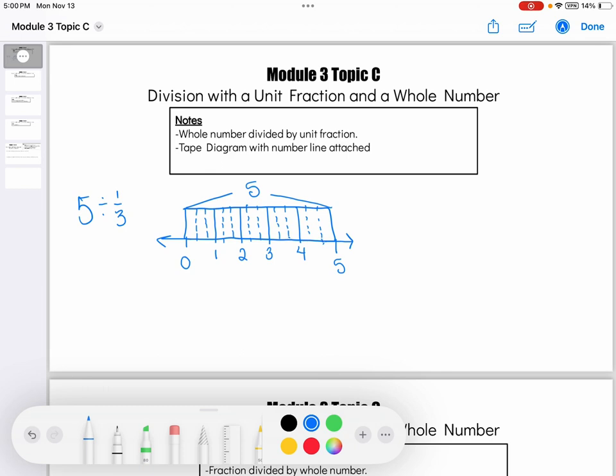So 5 divided by 1/3, there are 15 pieces. So I can also say that there are 15 groups of 1/3 that make 5 wholes. Okay.